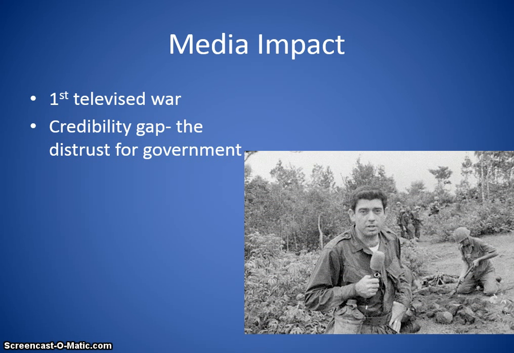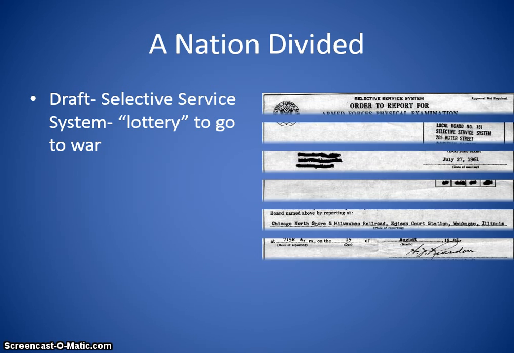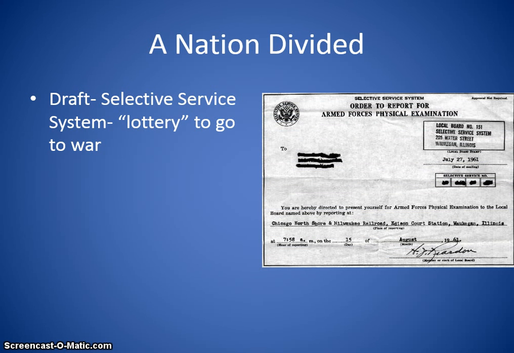You have the credibility gap, which is the distrust for the government. Can you believe what the government is telling you when you are seeing something else on TV? The nation becomes divided. Of course, you have the draft, which is a selective service lottery to go to war. You were just chosen at random, and we had so many men that were drafted that were against the war, and they were forced to go fight. This would be a draft card of when and how you had to report, where to report to. Minorities were mainly the ones chosen, African Americans, Mexicans, Asians.